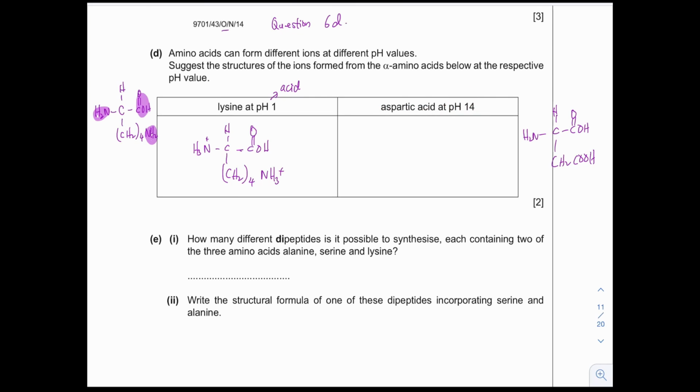Alright, when aspartic acid is added at pH 14, the environment is a basic environment. So a basic environment is a proton acceptor, meaning the aspartic acid is going to donate the proton for the environment to accept. So only the acidic side can donate away their proton. Therefore, the structure will look like this. So this proton will be donated, so it will be gone.